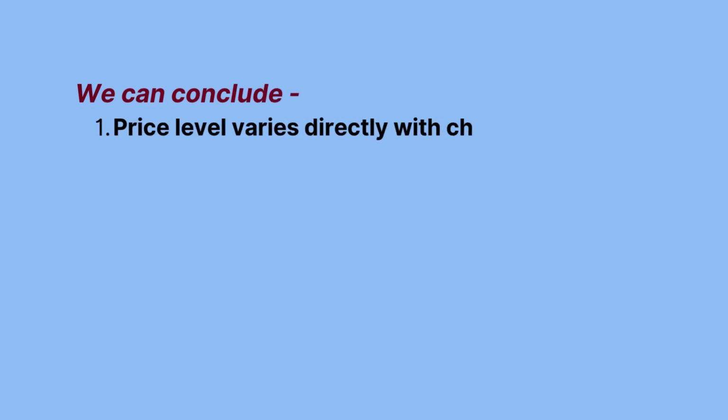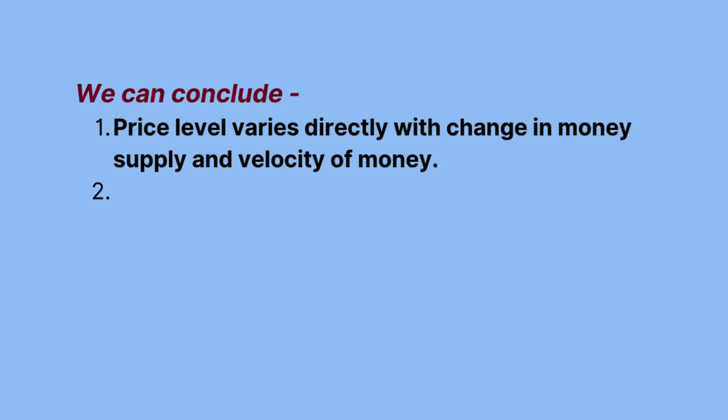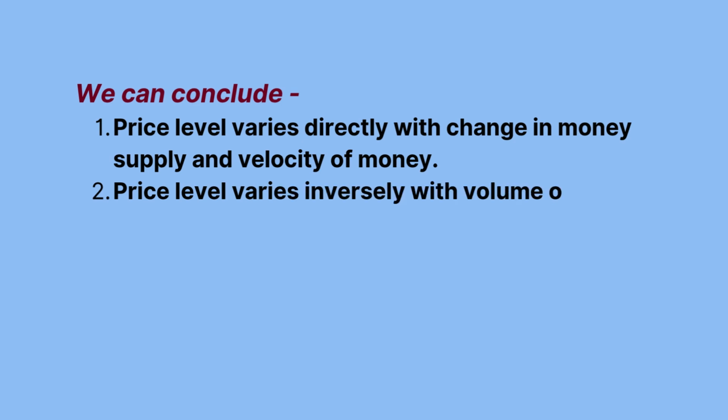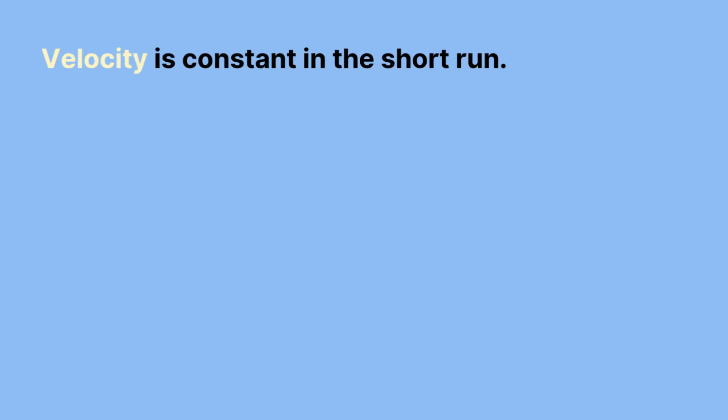From this we can conclude the following. A. The price level varies directly with the change in money supply and the velocity of money. And B. It varies inversely with the volume of trade or output. Since payment habits and technology determine the velocity of money, we assume that it remains unchanged in the short run, since these are quite rigid in nature. This is not a very difficult point to understand.